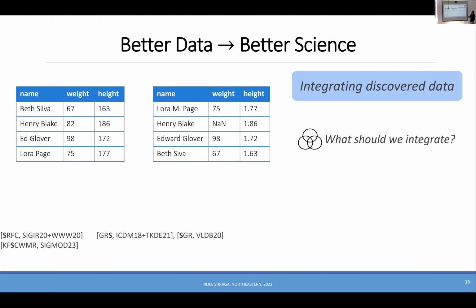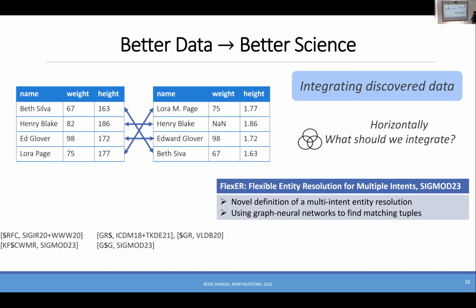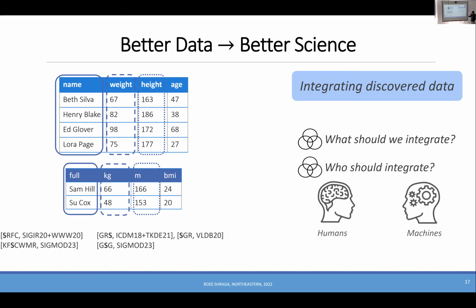A second question that someone can ask in terms of integrating the data is what should be horizontally integrated? So we have different tuples. Some of them refer to the same thing. For example, Laura Page here and Laura M Page. How do we find these correspondences in an automated way? Specifically in another paper that we're going to present in SIGMOD 23, we have a graph neural network solution to this problem that builds on top of a transformer, a language model that aims to find these matching tuples between different data sets. And this is what we do.